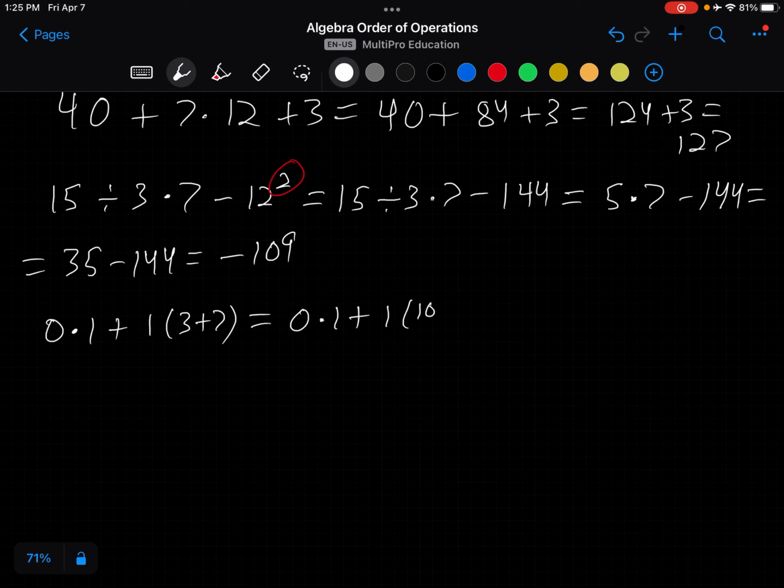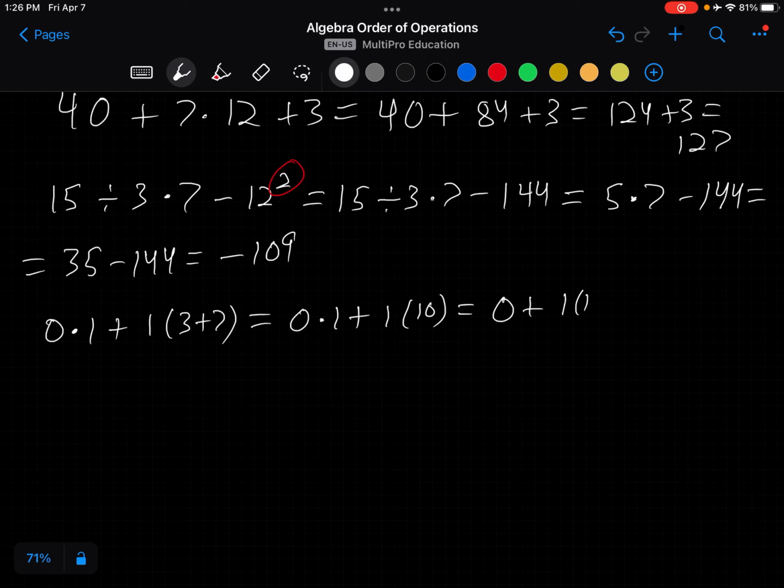0 times 1 plus 1 times 10. 3 plus 7 is 10. All right, now, do we have any multiplication? We've solved all the parentheses. Even though we have a 10 in parentheses, we've already solved what was in the parentheses. So it's just 1 times 10 now. Do we have any multiplication or division? We actually have 2 multiplications. So let's carry those out.